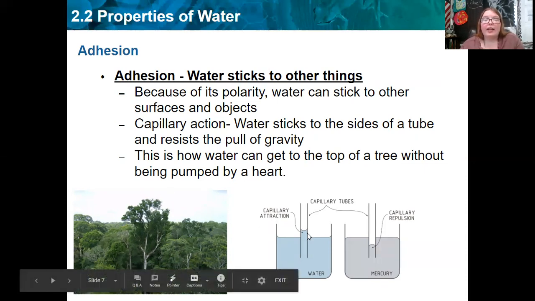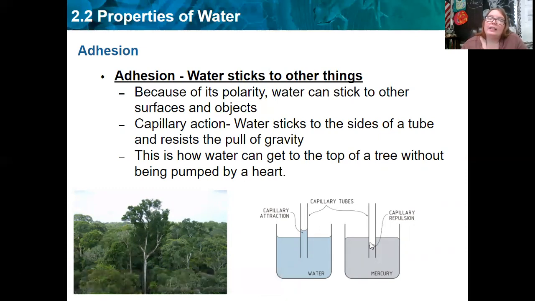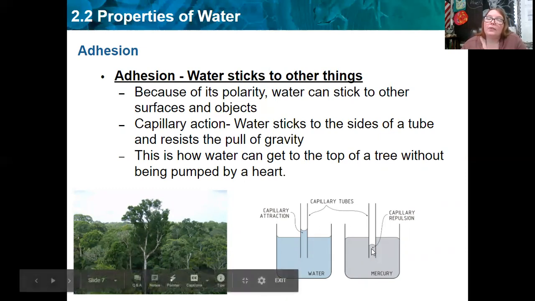So we see with these capillary tubes, they used water and mercury again. So the water is able to stick to the sides and pull itself up, whereas mercury, it doesn't stick to the sides. It actually does the opposite. It doesn't want to stick to the sides at all. So it's actually lower than the level of the liquid, which is kind of cool.